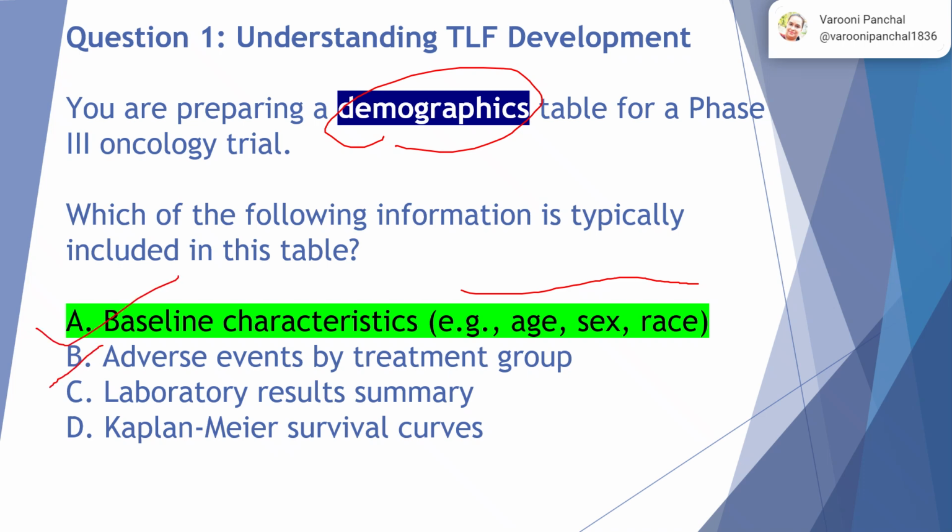Adverse events by treatment groups, option B, is not the right answer. Laboratory result summary relates to your LB data set. Hence, it's not related to demographics. Kaplan-Meier survival curves are related to oncology clinical trials where you are trying to show the survival probability chances of specific cancer patients. So this is also not the right answer.